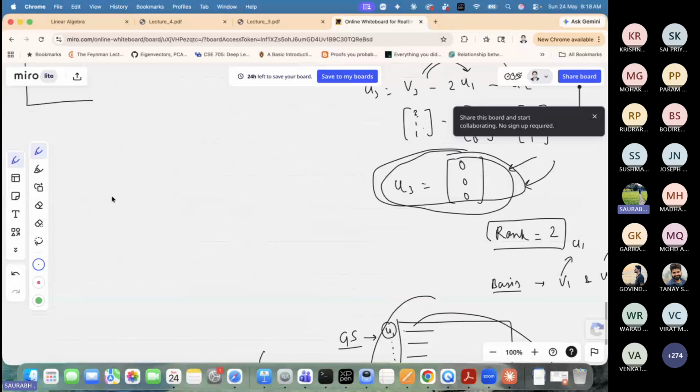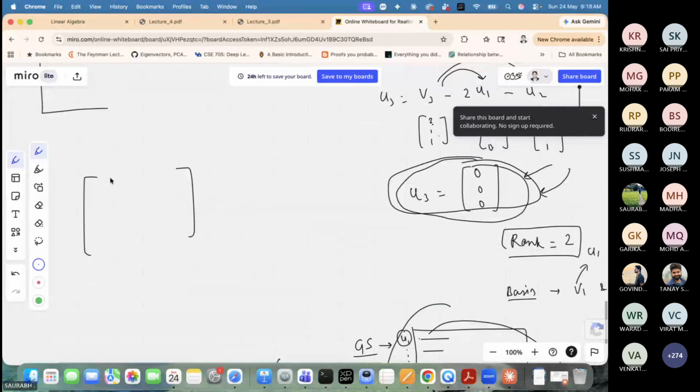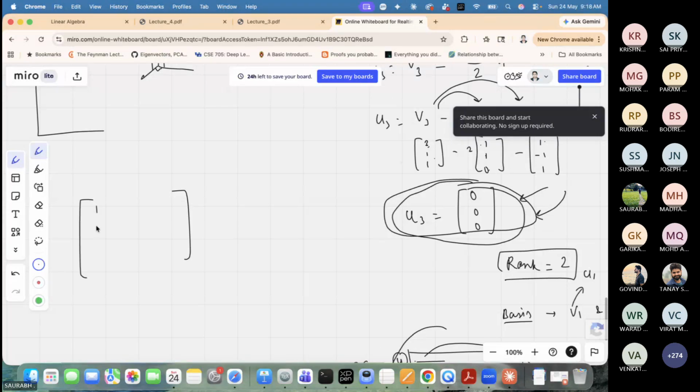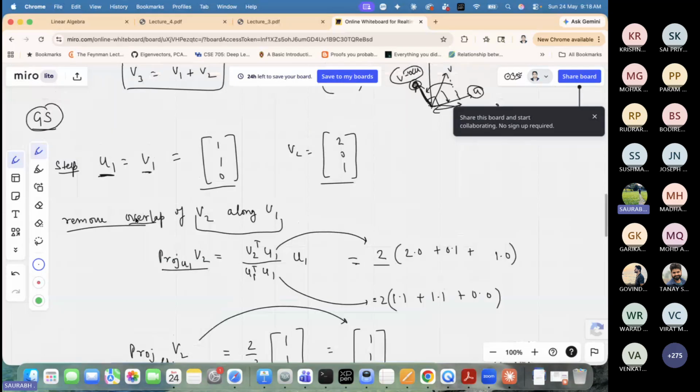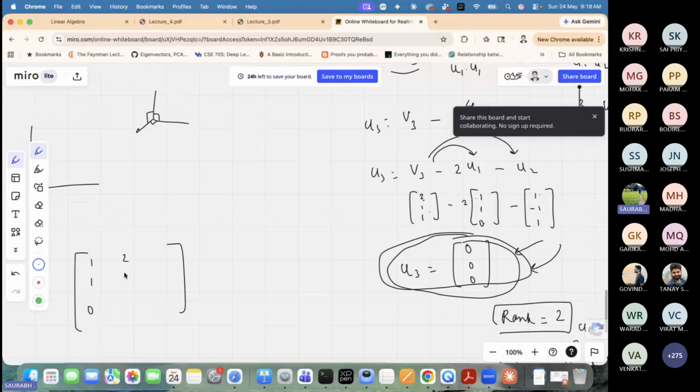whatever we had: 1 1 0, 2 0 1, and 3 1 1, right? So this is a matrix.